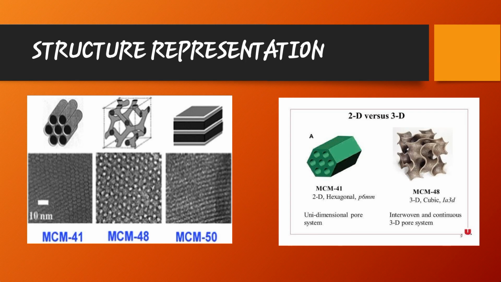Next, the structure. The first is MCM-41, the second one is MCM-48, and the third one is MCM-50. 2D versus 3D. MCM-41 is 2D hexagonal P6mm, a unidimensional pore system, and MCM-48 is a 3D cubic interwoven and continuous 3D pore system.